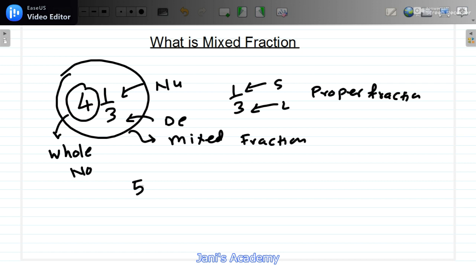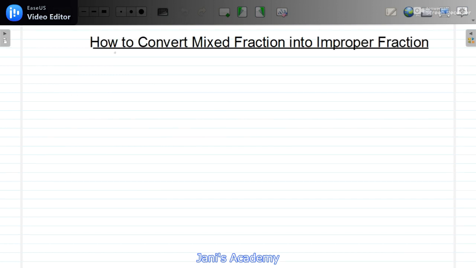Let's take one more example. For example 5 1 upon 3, this is also called a mixed fraction. I can say 7 2 upon 3, 5 1 upon 6, these are all mixed fractions. So now you know what a proper fraction is, what an improper fraction is, and what a mixed fraction is. Now, how to convert a mixed fraction into an improper fraction? Let's take one example of this.